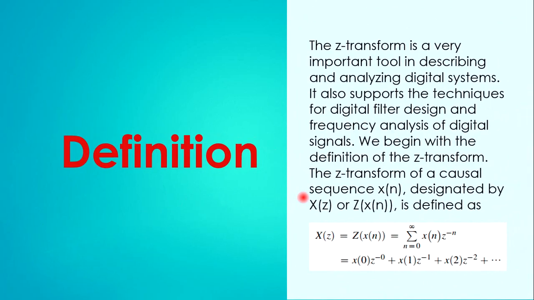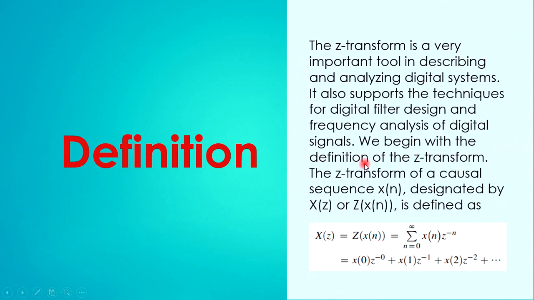So what is Z transform? Z transform is an important tool in describing and analyzing digital systems. It tells us whether the system is stable or unstable. We can find the stability of the system by using Z transform because it can give us poles and zeros, and then we plot a PZ plot. From there we calculate whether the system is stable or unstable.